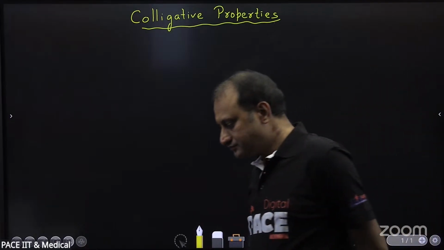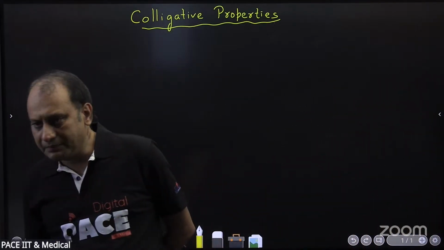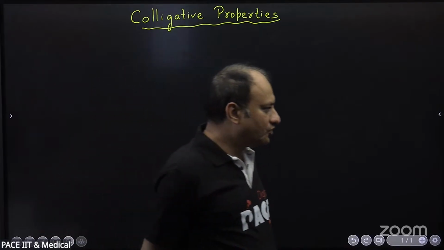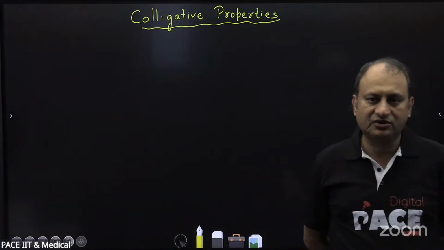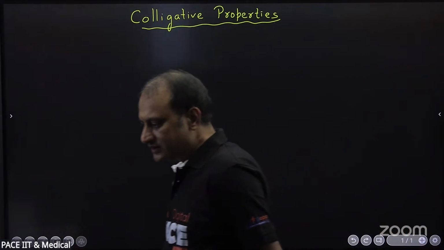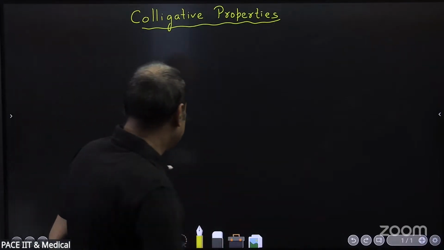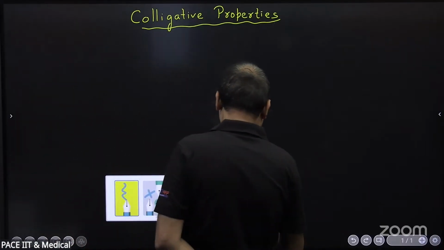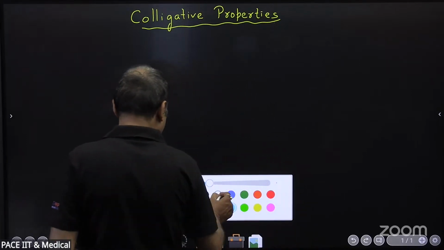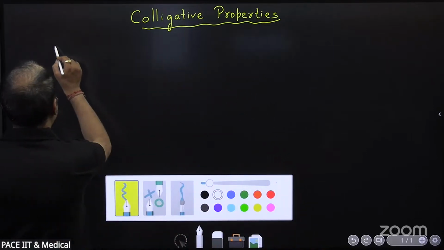Now, out of all the properties which change, a few of them we will call as colligative properties. So what will be special about colligative properties? That let's understand. So what are colligative properties?